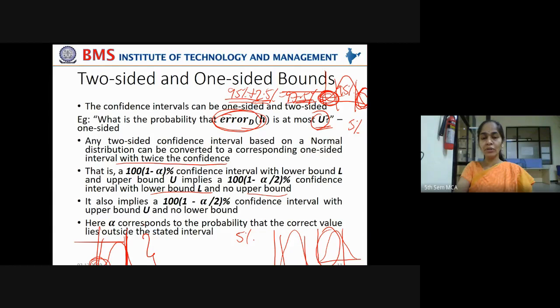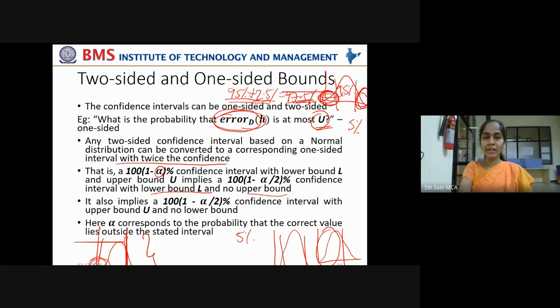Did you understand, students, or do you want me to repeat this again? This is very, very important. Whenever you're framing your hypothesis, you have to frame your test, whether it should be a two-sided test or a one-sided test. If you are flexible with either lower bound or upper bound, you can make it a one-sided test. But if you want to limit it on either side and want your estimate to fall within a particular confidence interval, then that is called a two-sided test.